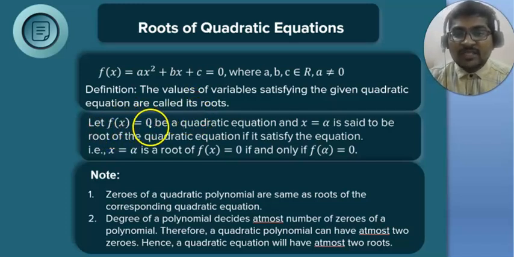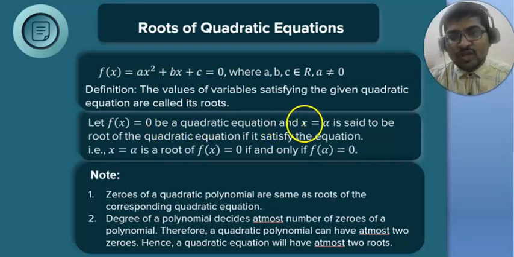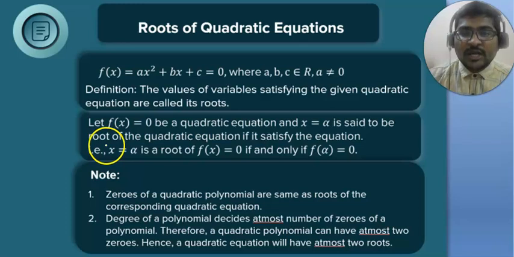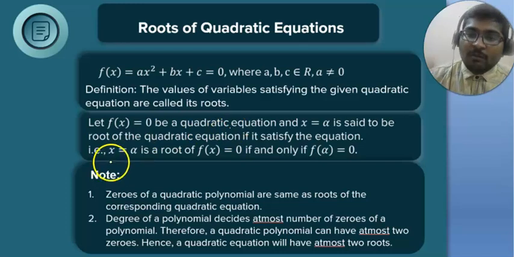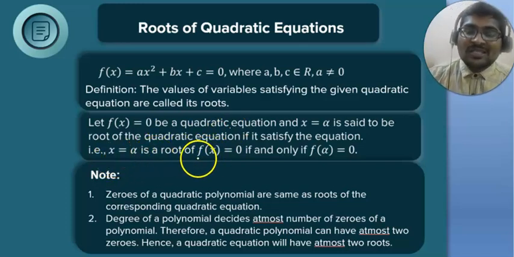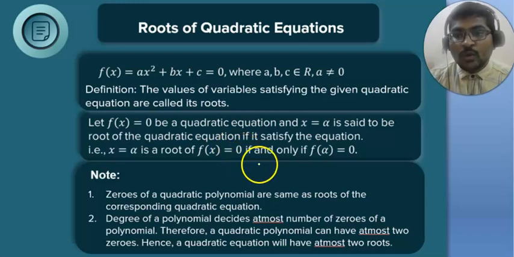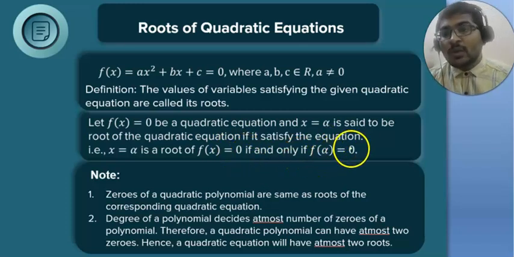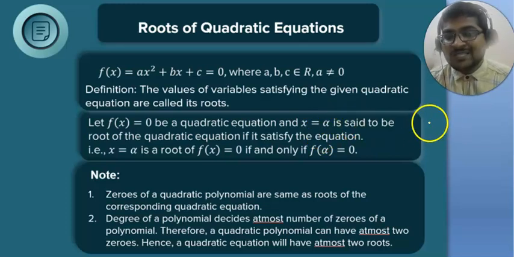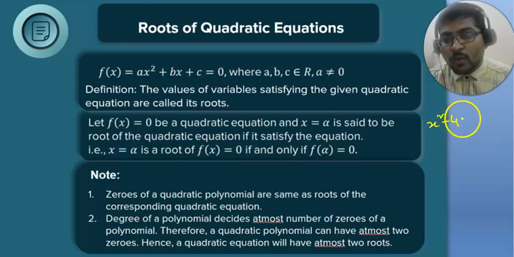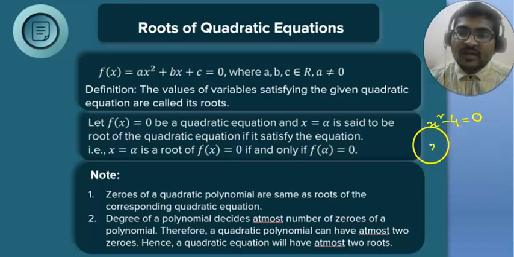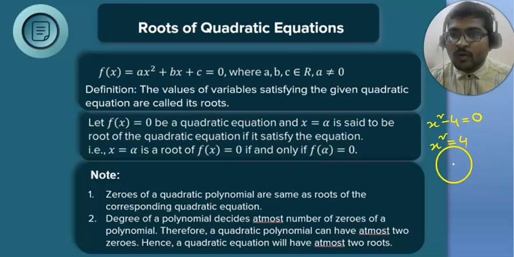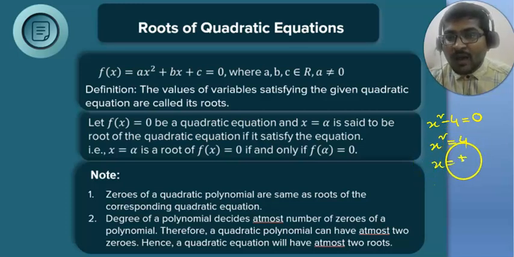Let f of x equal to 0 be a quadratic equation, and x equal to alpha is said to be a root of the quadratic equation if it satisfies the equation. That means x equal to alpha is a root of f of x equal to 0 if and only if f of alpha equal to 0. Let's see one example. For example, my dear students, x square minus 4 equal to 0 is a quadratic equation. It can be written as x square equal to 4, so x is equal to plus or minus 2.